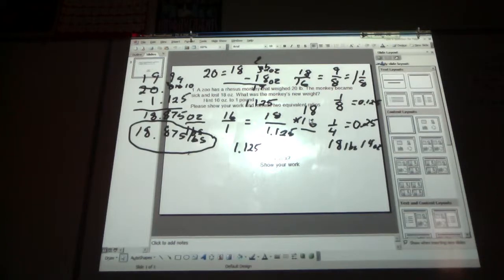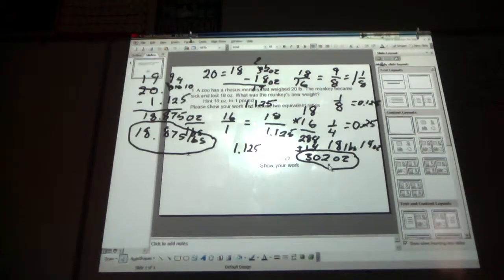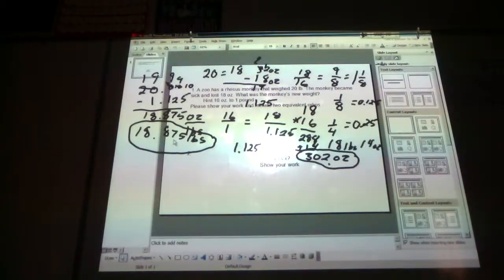Now, when we do that, I believe we get 288. Can someone double check? That's just for the 18 pounds. Now we need to add the 14 ounces to it, and we get a grand total of 302 ounces. So I feel like I'm allowing everything here today. 302 ounces worth. 18.875 pounds worth. And 18 pounds, 14 ounces worth.